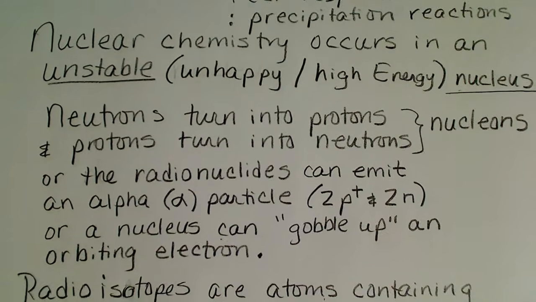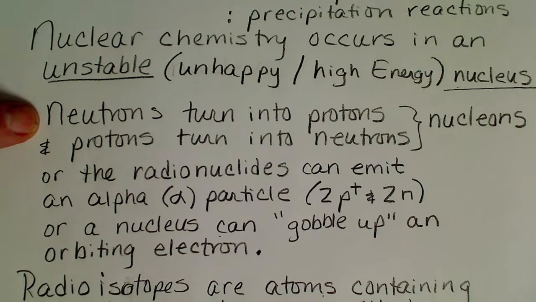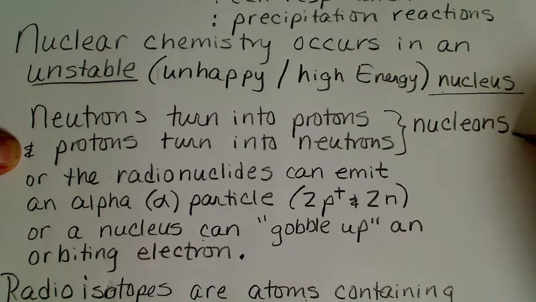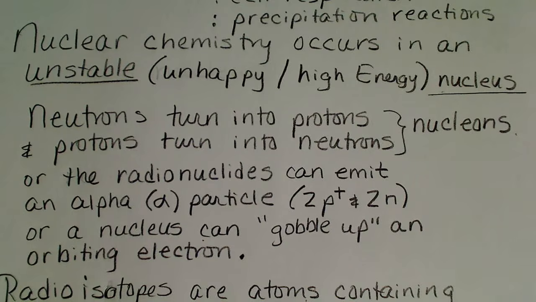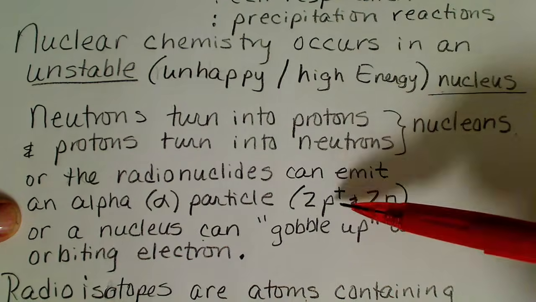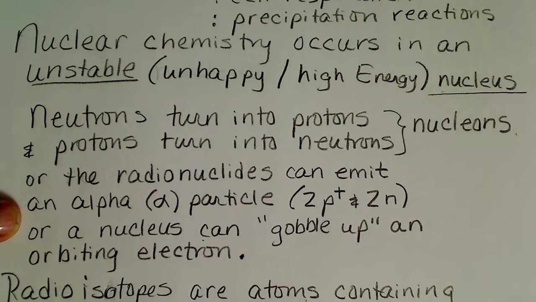Some of the nuclear reactions that we'll be looking at, for example, would be neutrons inside the nucleus turning into protons, or protons turning into neutrons. And the particles inside the nucleus we refer to as this vocabulary word, a nucleon. A heavier nucleus like uranium could emit an alpha particle. That alpha particle is actually 2 protons and 2 neutrons.